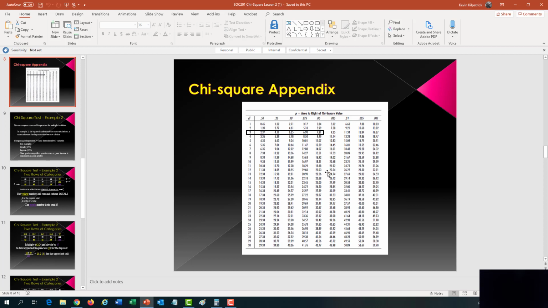Here is the chi-square appendix. And right below this little blocked out area, you can see the degrees of freedom of 4. And if I start there and just move to the right until I get to the column with the column header 0.05, you can see that the number I'm looking for, critical chi-square, is 9.49. Okay?